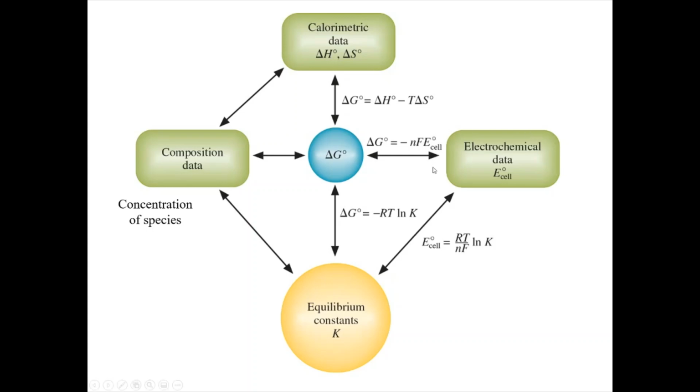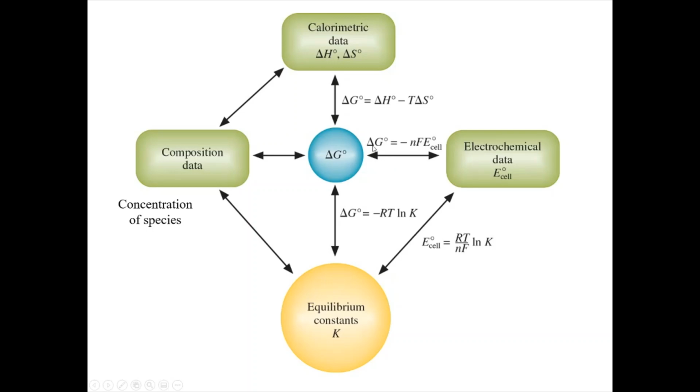So what we're going to be doing today is our job is going to be to determine the electrochemical data. We're going to measure the cell potential of the Daniell cell, and we're going to do that at a few different temperatures. And then we're going to take this data and calculate a variety of different things. We're going to use this data to figure out delta H and delta S data by converting the E cell to delta G.